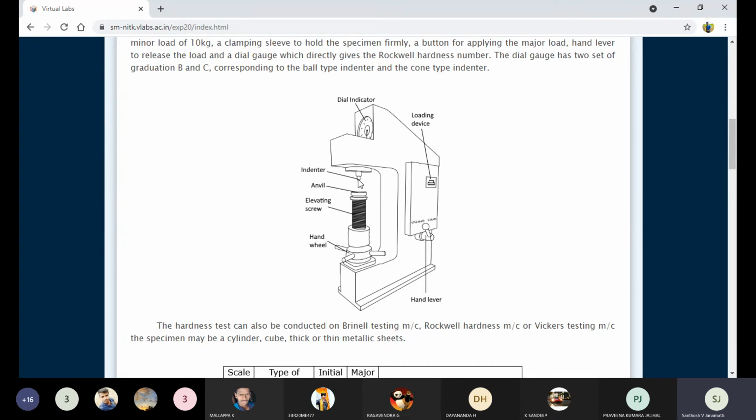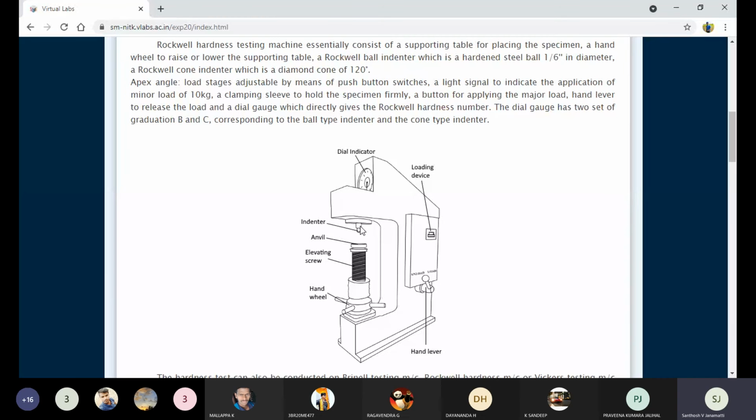Indenter means here we have a ball indenter and diamond indenters. A ball indenter just looks like a ball. It is a hardened steel ball. This is the indenter holder, and in this indenter holder we fix the indenter. Indenters are available in different shapes and sizes, made of hard steel. They are also available in different diameters. Based on the type of material, you can choose the indenters. Then you set the indenter into the indenter holder.